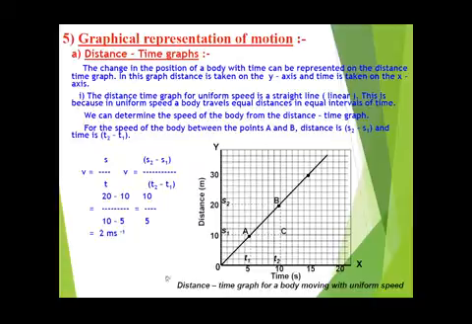So this is how we can calculate the speed of the object in case of the uniform speed through the distance time graph. If a distance time graph is given and a question is asked in which you have to find out the speed of the object when it moves from a certain point to another point, you can find out in this way.